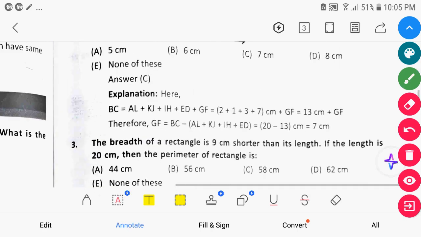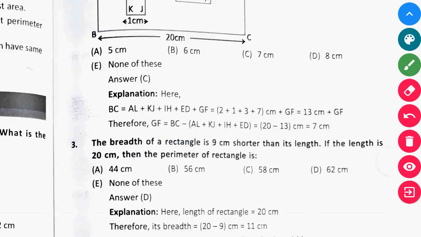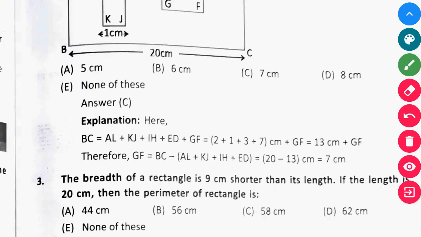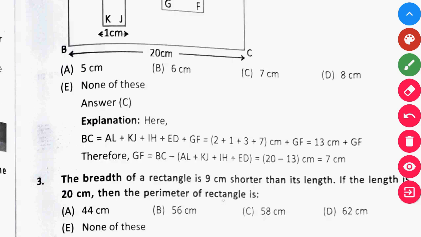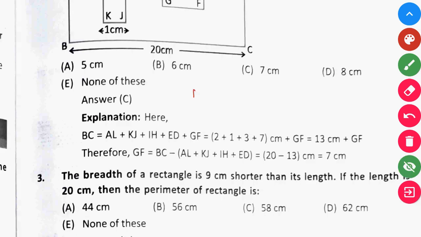Now the next one is the breadth of a rectangle. The breadth of the rectangle is 9 centimeters shorter than its length. If the length is 20 centimeters, then we have to find the perimeter of the rectangle. So how much is the breadth?